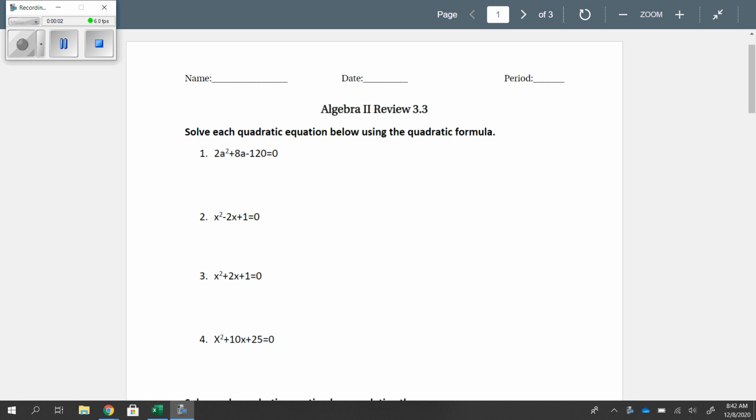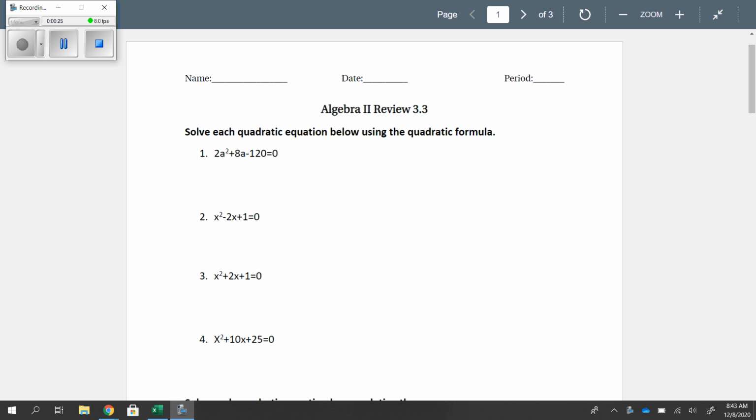Alright, we are reviewing for our test tomorrow. This is Algebra 2 review for test 3.3, and this will cover radicals, complex numbers, solving by square roots, quadratic equation, and solving by completing the square. So I'll do a couple of each, and then, as always, rewatch till you feel comfortable for the test tomorrow.